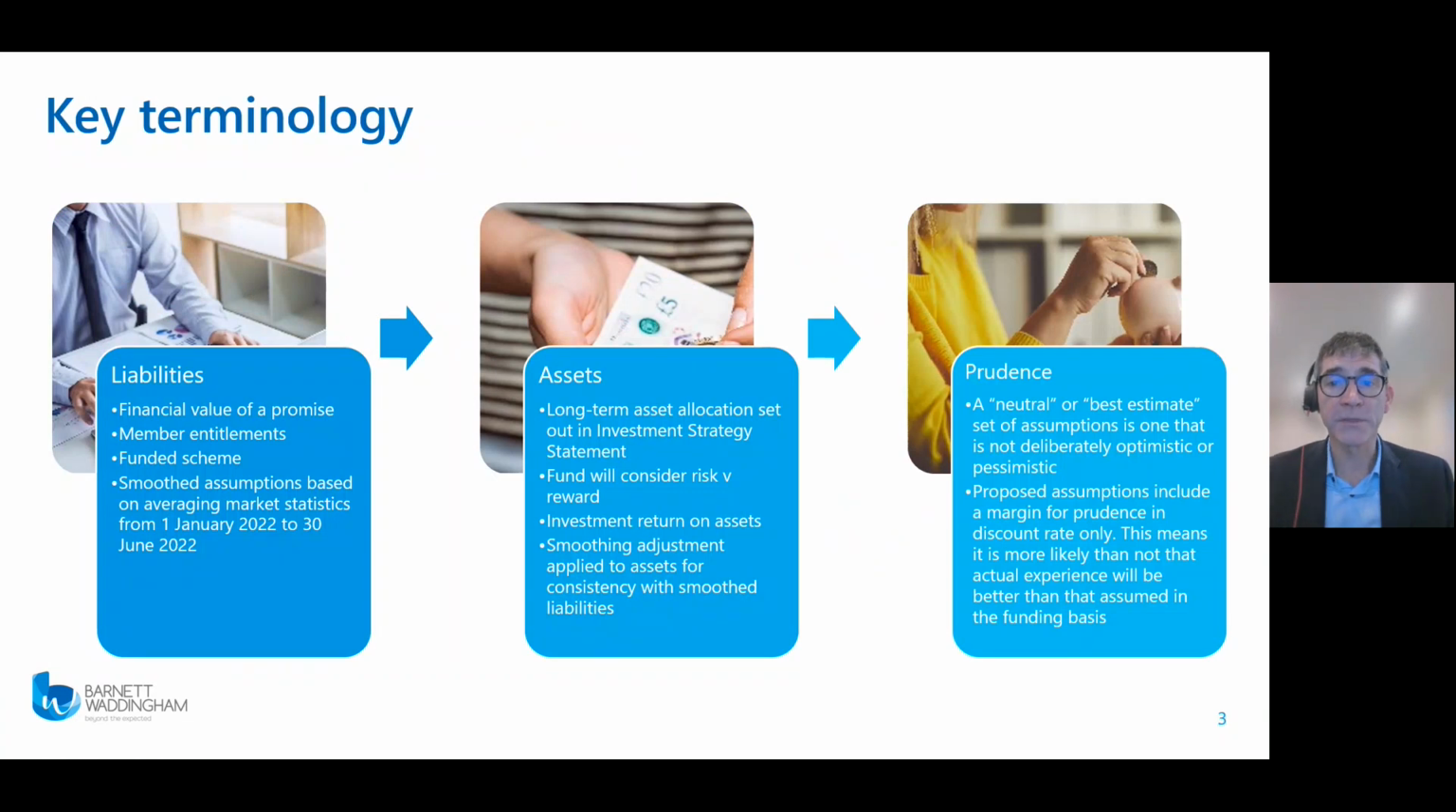The assets are the investments held by the fund to pay pensions, and the assets are invested by the fund in a wide range of asset classes such as equities, bonds and property, so that the assets grow and help pay for the pensions. As an employer, you're allocated assets based on the investment return achieved by the fund, the contributions you pay in, and the pensions paid out to your members by the fund. So it effectively works in the same way as a bank account.